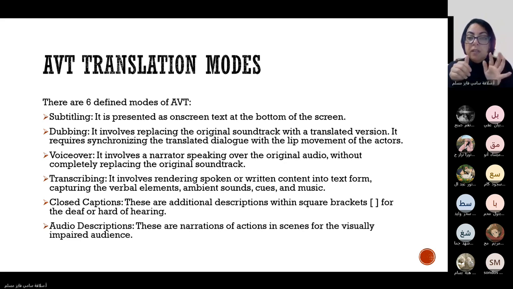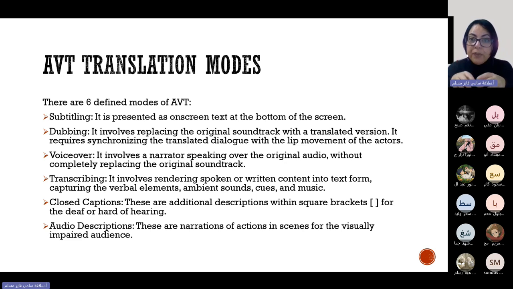The last type or mode of AVT is called audio description. And this is a narration that happens between the scenes for the visually impaired. إذن the closed caption is used for those hard of hearing, and the audio description is used for the people who are visually impaired, who can't see very well.